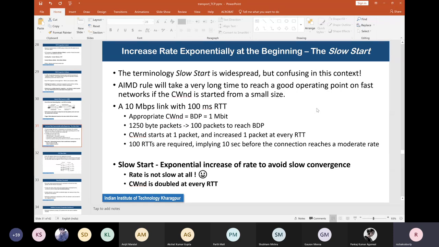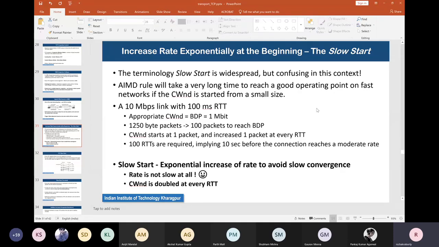So to reach the bandwidth delay product, it can support 1 megabit amount of data in the network, but then about 100 packets are required. You will start from 1. CWND starts at 1 and then it increases 1 packet every RTT. Then to reach 100, it will require 100 RTT, which means 10 seconds will pass before the connection reaches a reasonable load and a good optimal operating point. This is too slow. We are not happy with it.